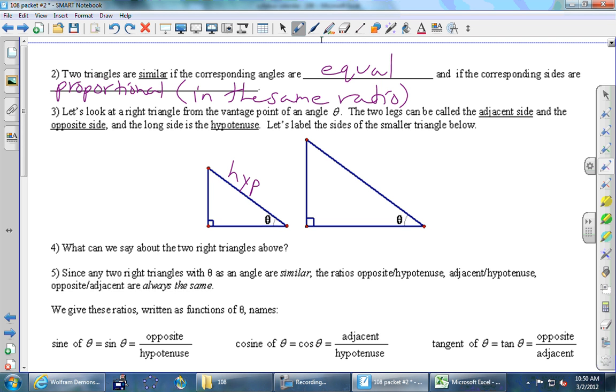Which one is which depends on your perspective. We are taking the perspective of sitting at this angle theta. So imagine yourself right there. And you have these two other sides. Which one would you say is the opposite one? Would you say the vertical or the horizontal is the opposite? Yeah, the opposite is the vertical one, and the horizontal one is adjacent because it's right next to, it's part of the angle theta. Does that make sense?